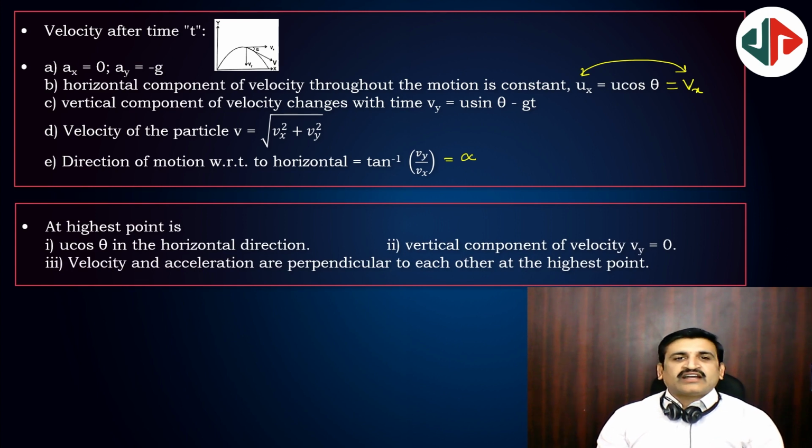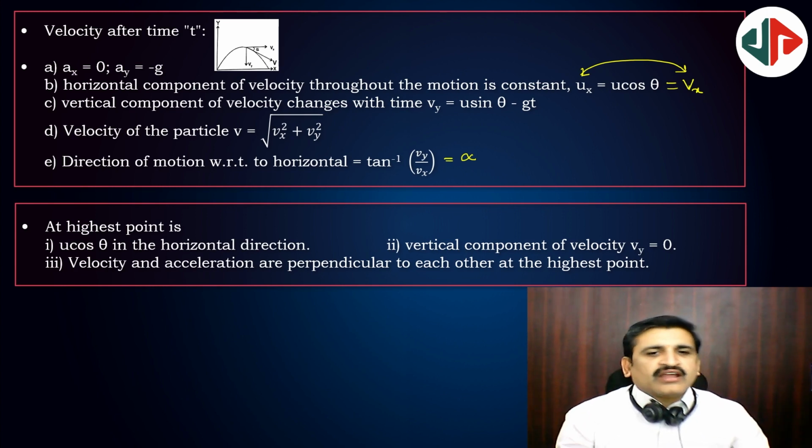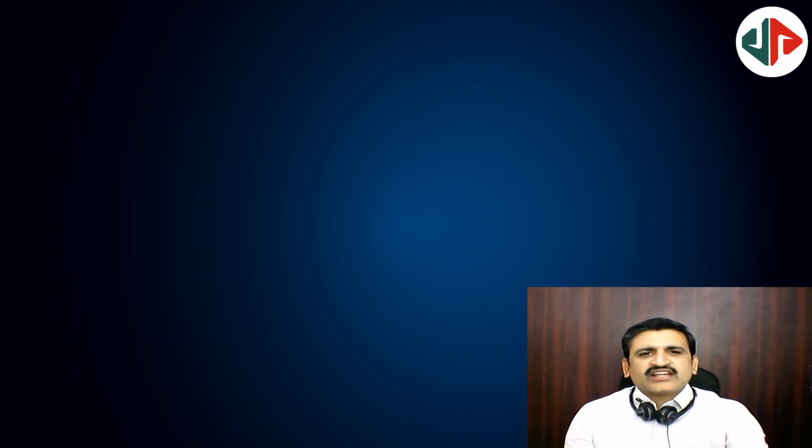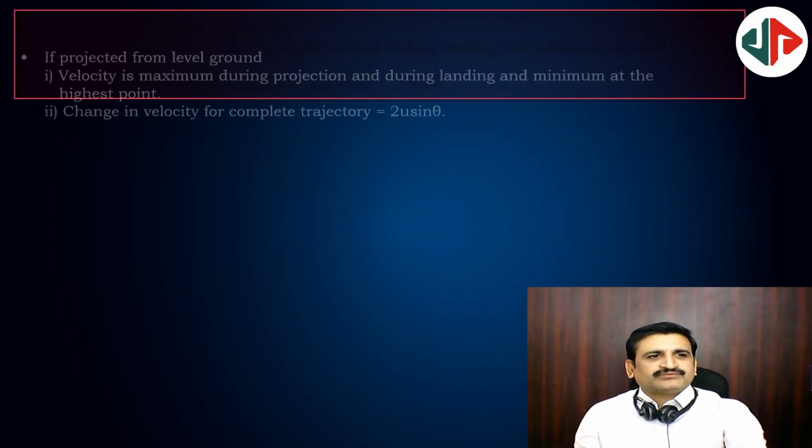Remember, at the highest point velocity is not zero. Velocity at the highest point is u cos theta, thereby kinetic energy is also not zero. At the highest point of the oblique projectile, kinetic energy is not zero and velocity is not zero, that is u cos theta. Only the vertical component of velocity will become zero, and then velocity and acceleration are perpendicular, you know that.